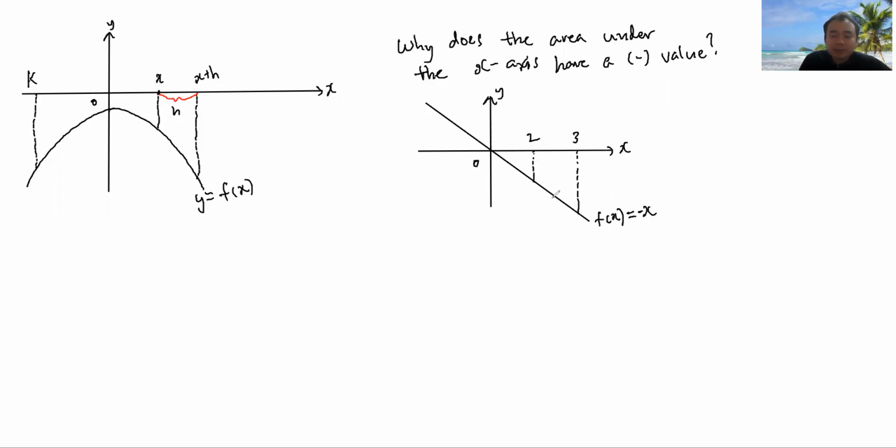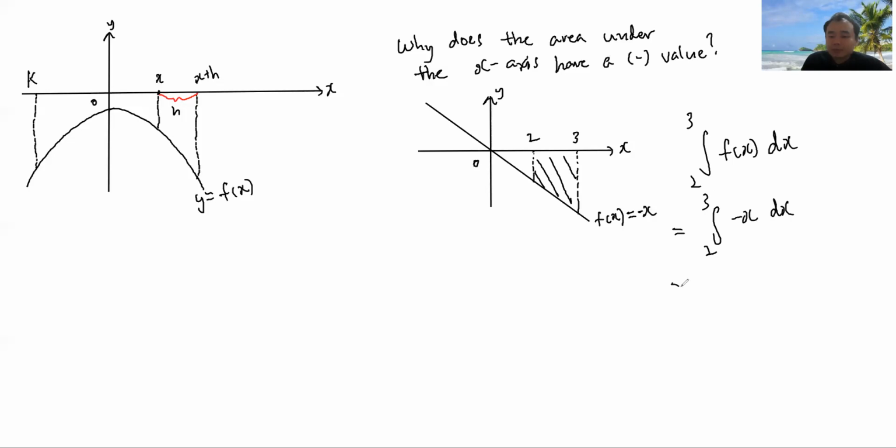Here I already brought up this example, f(x) equals negative x. We're going to find the area bounded by f(x), the x-axis, and the limits 2 to 3. So basically, it's the area of this piece that I shaded here. It's a trapezium. Normally, how do we do that? We just integrate f(x) dx from 2 to 3.